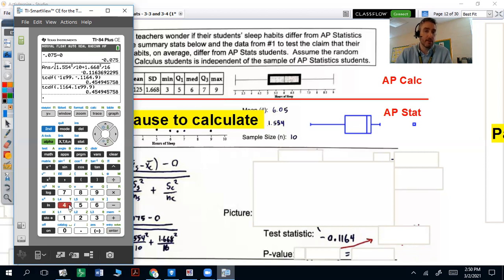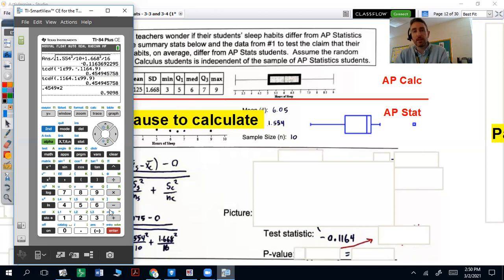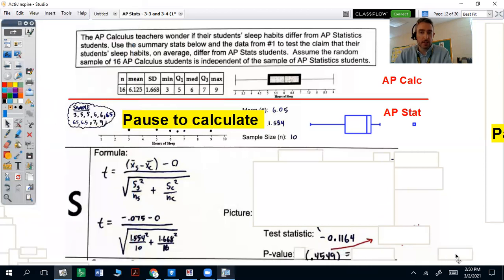So 0.4549 times 2, or add it together with itself, is your p-value in this case, since it's a two-sided test. You always double the p-value in a two-sided test. So let's crunch the numbers. Again, it's going to be 0.4549 times 2, because in a two-sided test, we always double the p-value. And that's going to be about 0.91.